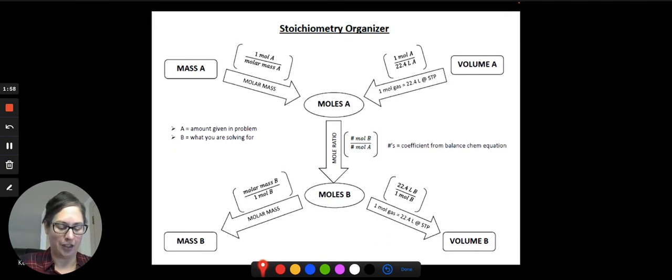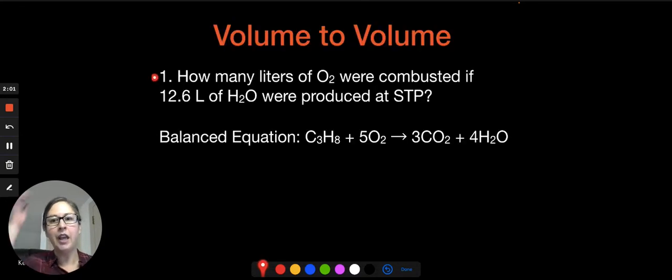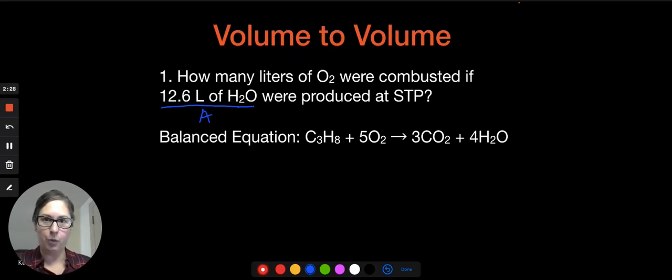Let's take a look at our first problem. It says, how many liters of O2 were combusted if 12.6 liters of H2O were produced at STP? We're going to assume these are gases for now. So we are going from liters of A, which we assume is a gas, and we want to know liters of B. Oxygen is going to be our B. Let's set up our process.